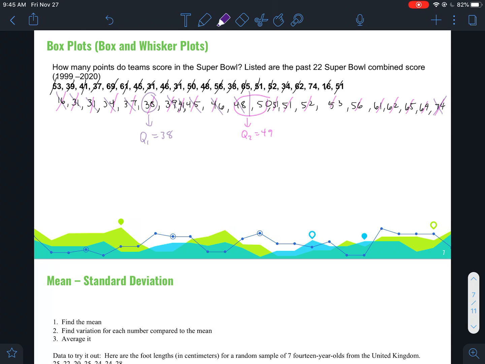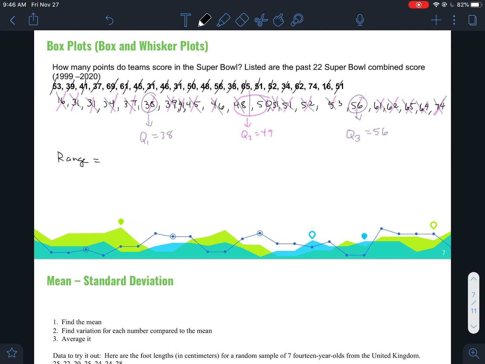And then Q3 is going to be the median of the upper half. So 1, 2, 3, 4, 5, 6, 7, 8, 9, 10, 11, yeah. 56, hopefully. 1, 2, 3, 4, 5, yep. So 56 is going to be Q3.